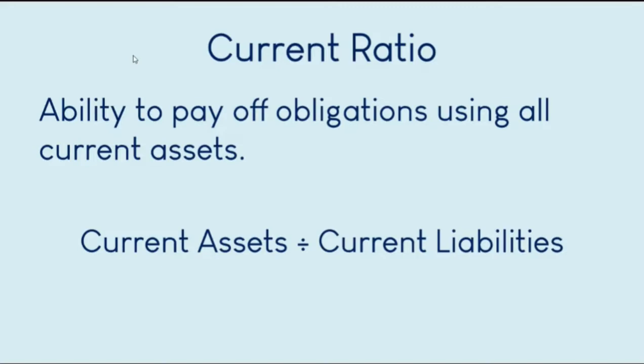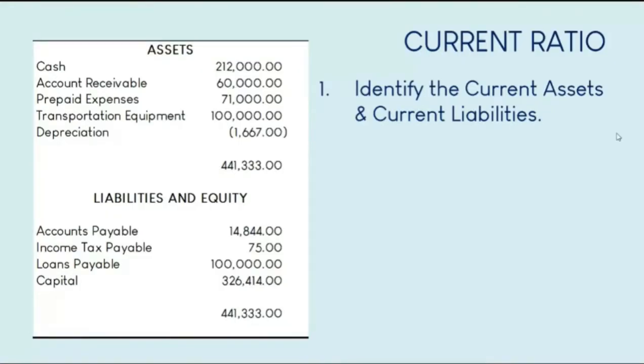So let's try solving. First, we identify the current assets and current liabilities. In this balance sheet, can you identify which are our current assets? Cash, accounts receivable, prepaid expense. Okay, so we have cash, accounts receivable, and prepaid expenses. How about our current liabilities? Accounts payable, income tax payable. Okay, we have accounts payable and income tax payable.